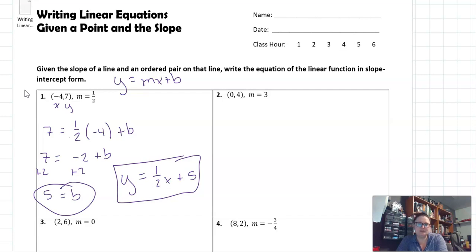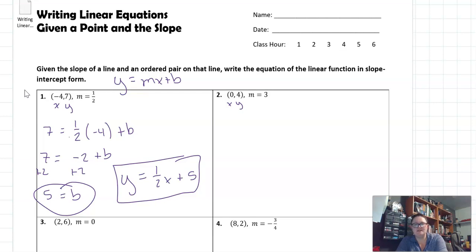Okay, number 2 is 0, 4, and m is 3. So x is 0, y is 4, m is 3. Now, if you're clever here, you're noticing x is 0, then that's my y-intercept. You can still follow the process, though. So you might see, oh, basically I have my answer. Or maybe you're like, what are you talking about? So let's see what happens.